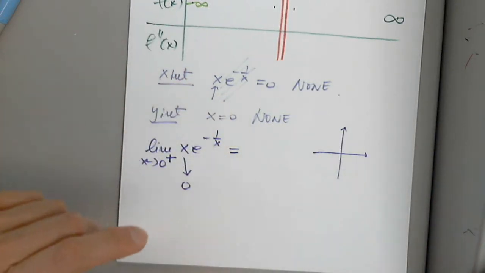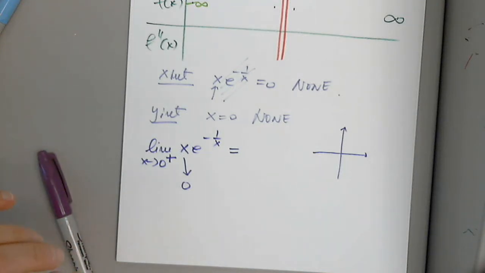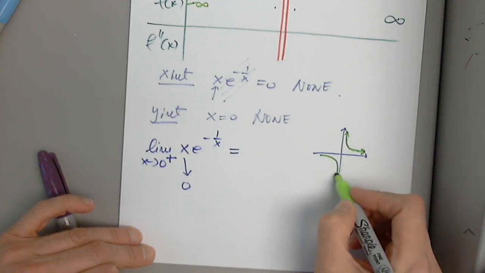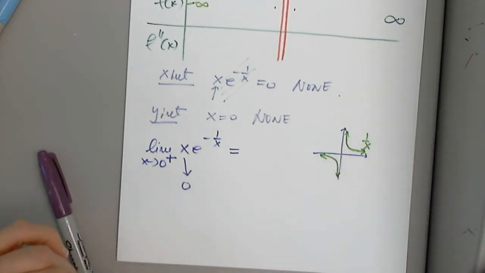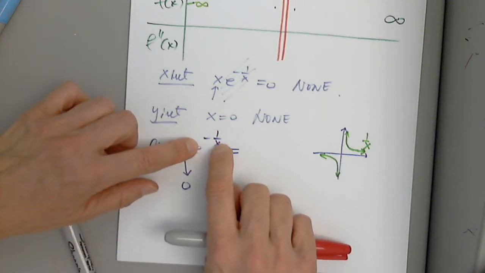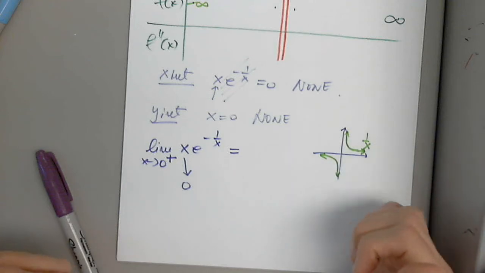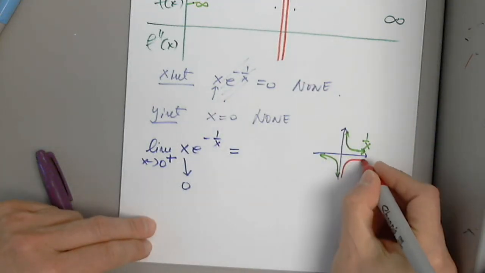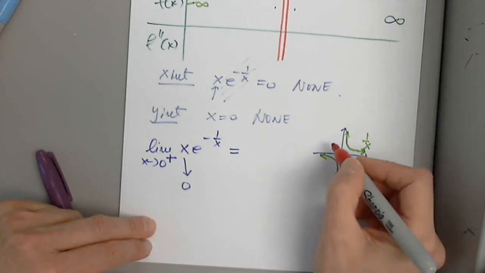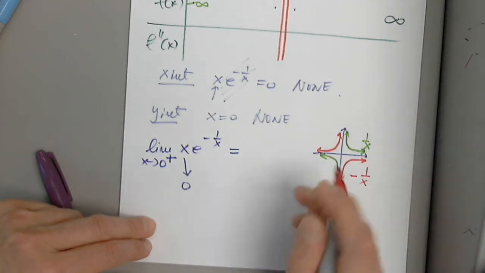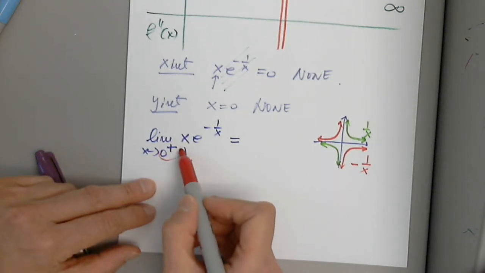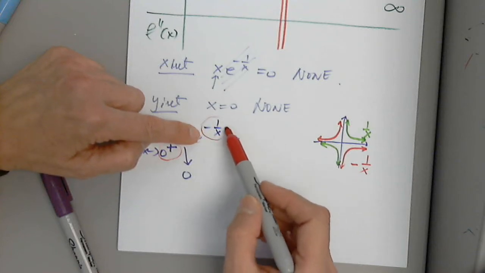But let's refresh our memory on 1 over x. By now, I'm sure everyone remembers the graph of 1 over x. It's this graph. Now, we want to graph negative 1 over x because this is what we have here. So this piece moves below. This piece moves above. So the graph in red is the graph of negative 1 over x.